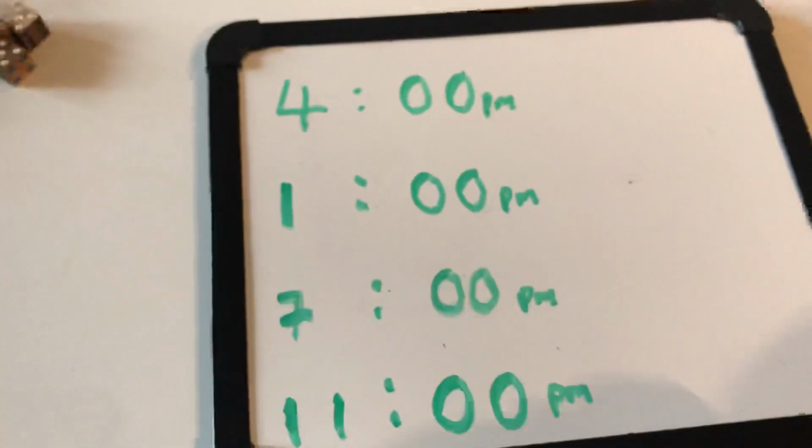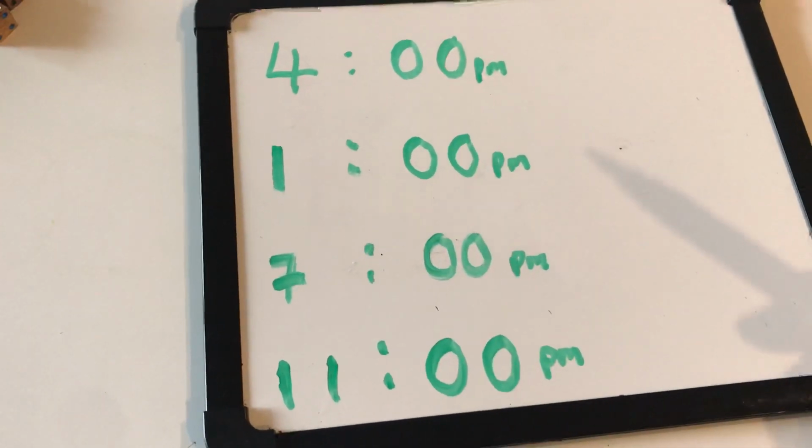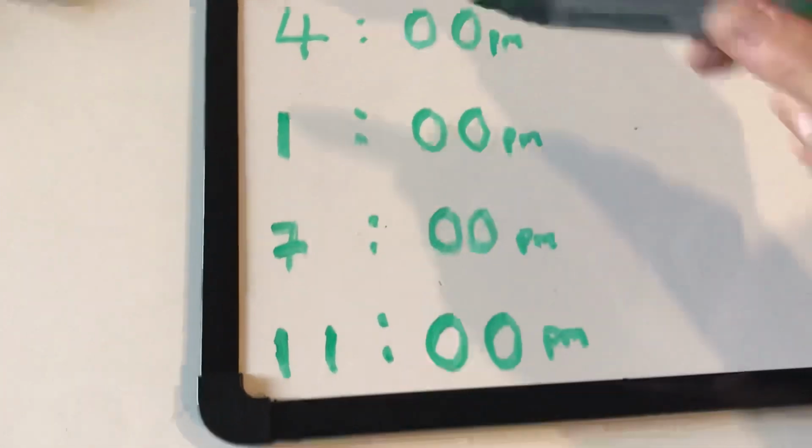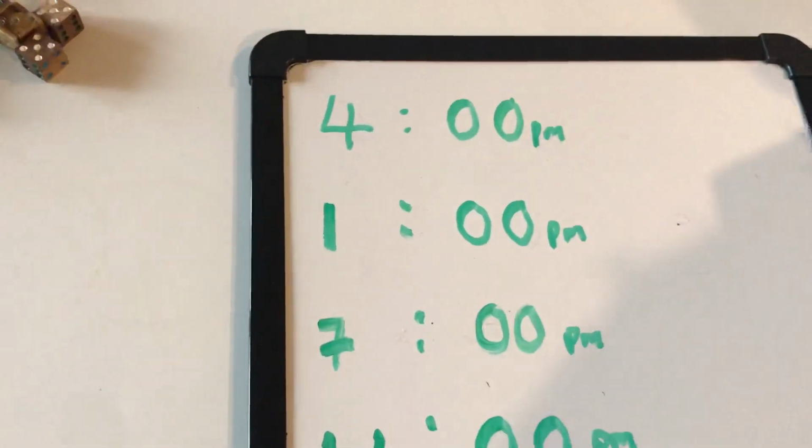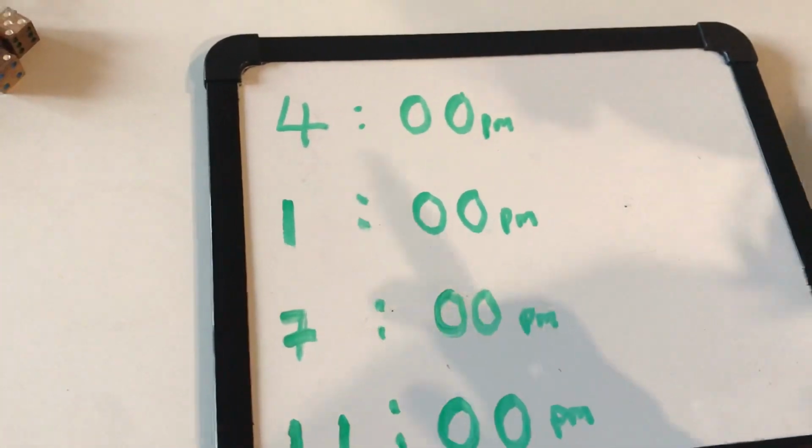For 24-hour time, all you're adding to these times is 12 hours. Do you want to go and let the cat in? We've got a cat scratching at the door.